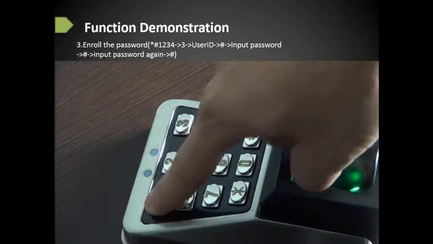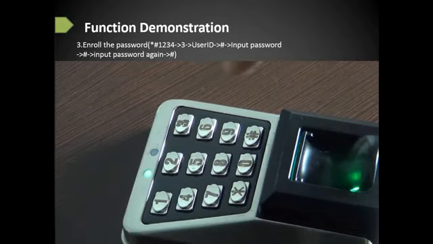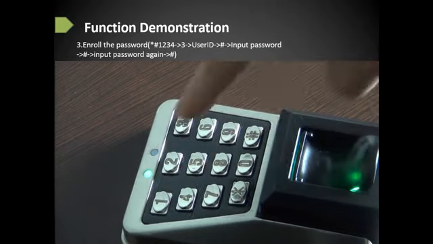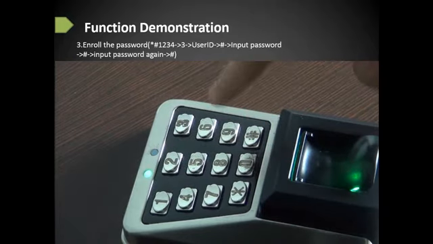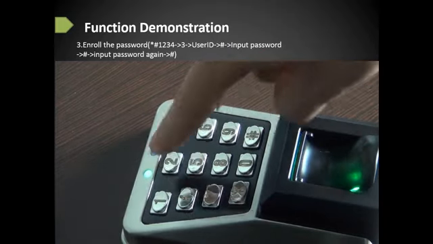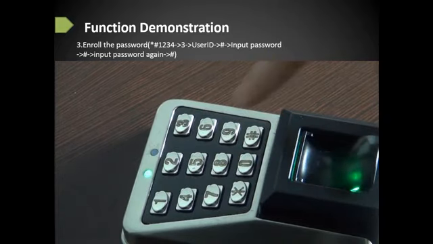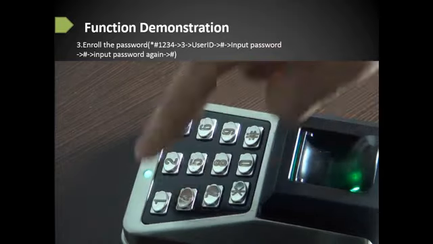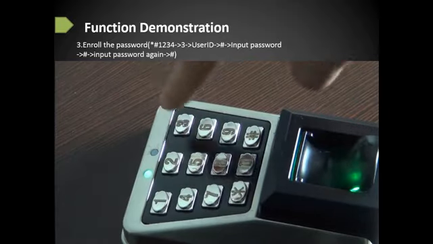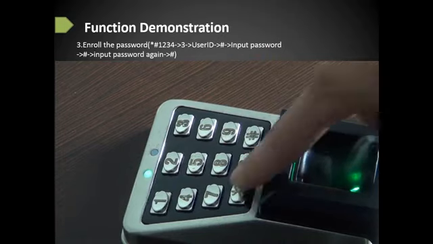I input the star key, pound key, 1, 2, 3, 4 to enter the administrator mode, and then I press 3 to enter the password enrollment. I input my user ID 10099 with the end of the pound key. Then I input my password 1234 with the end of the confirm. Then I input the same password again. So I finish this operation.